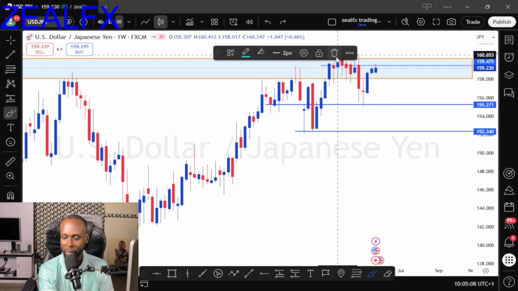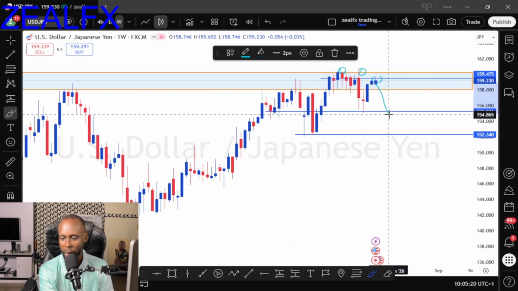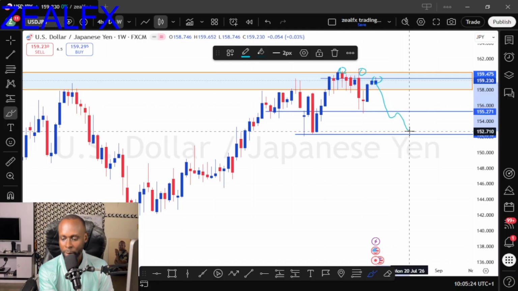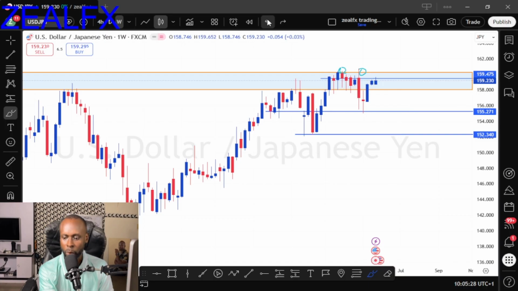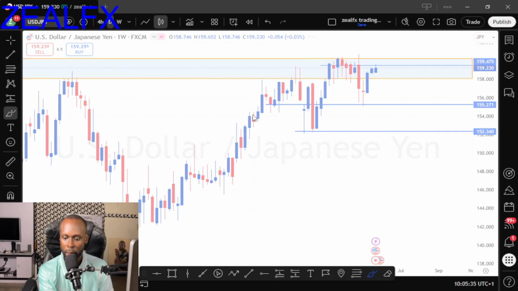That means we now have the higher high, lower high, and price is about to create a lower high at this area. This might trigger the sell opportunity for price to this next weekly support level, and a break of this support might trigger more sell for the USDJPY. So let's look at the daily time frame for more insights on the USDJPY.